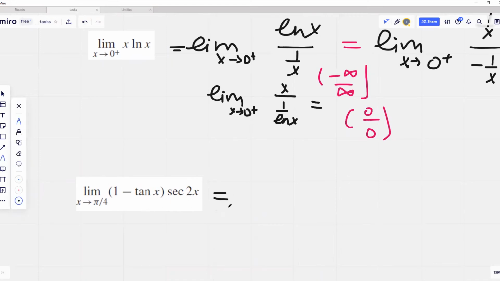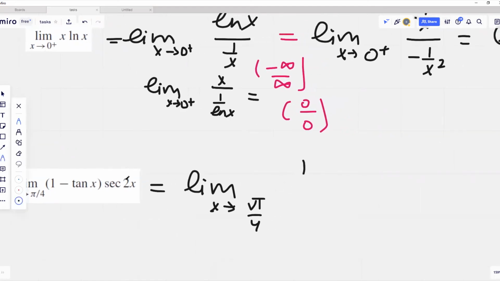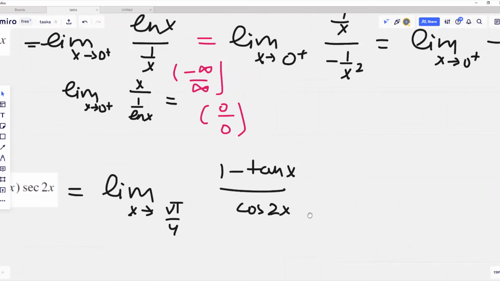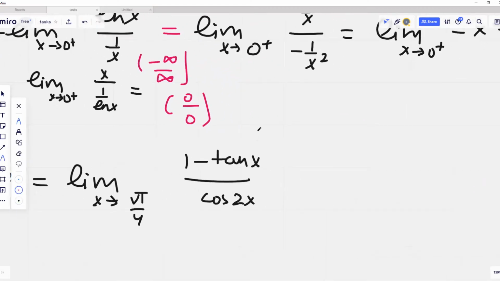Now let's bring that either to the form of 0 over 0 or infinity over infinity. So we'll end up with the limit when x is approaching pi over 4. Let's keep 1 minus tangent of x in the numerator. Let's express that as 1 over cosine of 2x. Okay, now when x is approaching pi over 4, the denominator goes to 0 and the numerator also goes to 0. So we have an indeterminate form of type 0 over 0.